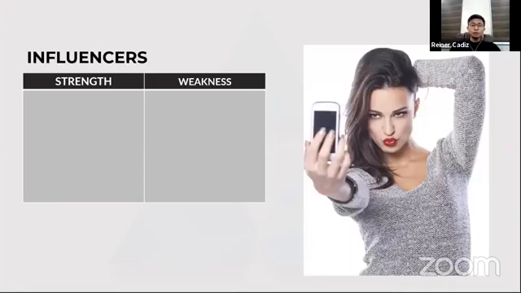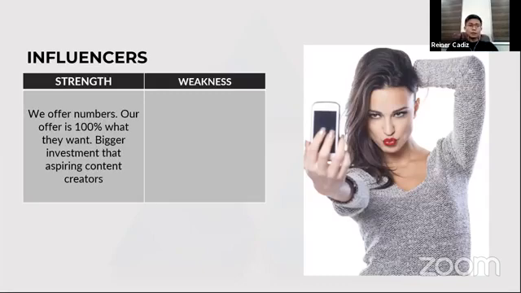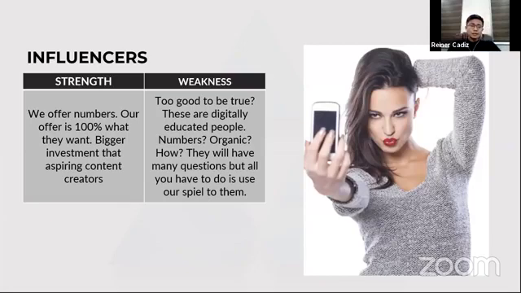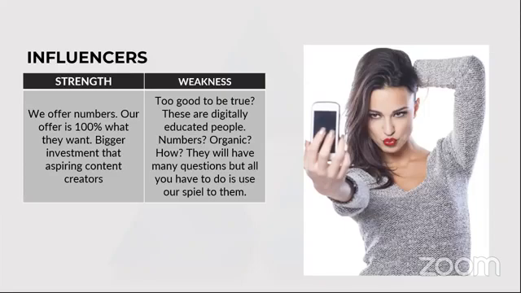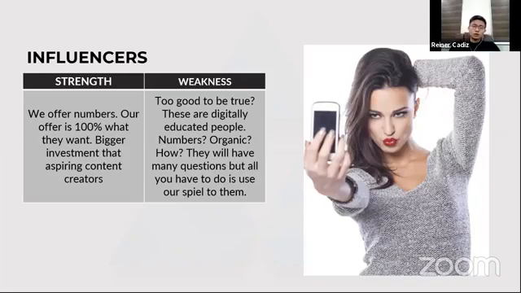Next is the influencers. How do we approach the influencers? For the influencers, it's pretty simple. We rely on our strength. Doon tayo sa kung saan tayo malakas. Numbers, resulta. Yan ang gusto nila eh. And then, ang weakness natin sa kanila, we're too good to be true. Masyadong maganda yung offer natin. Masyadong simple. Parang sobrang dali naman. Kasi these are digitally educated people. Matagal na sila sa industriya, matagal na sila with numbers. And isa to sa mga weakness natin kapag kausap natin sila.